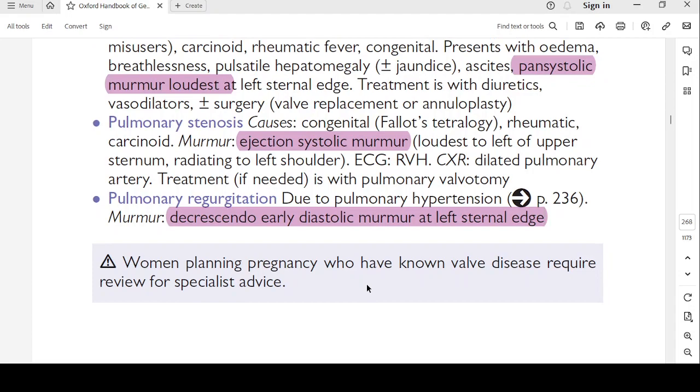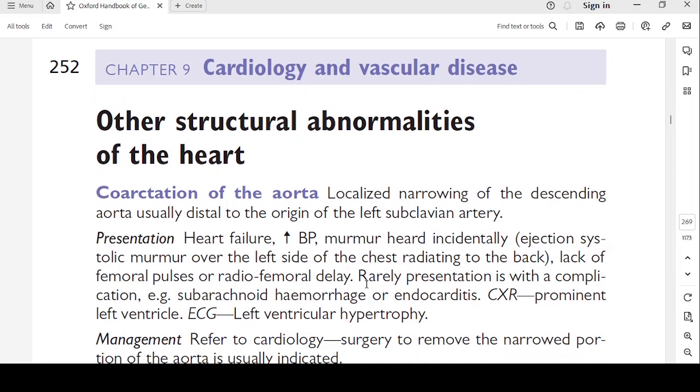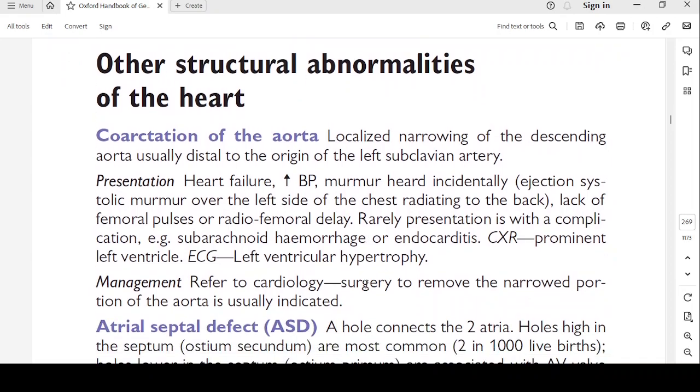Women planning pregnancy who have a known valvular disease require review for specialist advice. Other structural abnormalities of the heart. Coarctation of the aorta. Localized narrowing of the descending aorta, usually distal to the origin of the left subclavian artery. Presentation is there is heart failure.